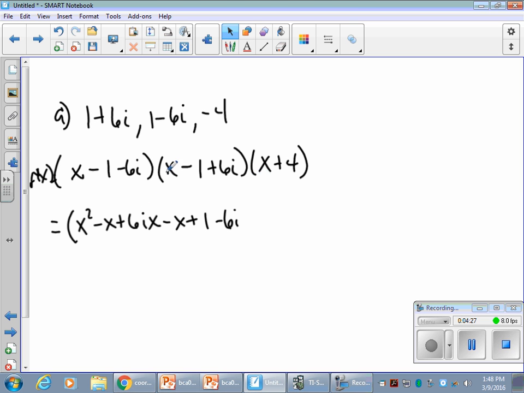Now I'm going to do -6i times all this. -6i times x is minus 6ix. -6i times -1 is plus 6i. And -6i times positive 6i is minus 36i squared. And then I still have x plus 4.